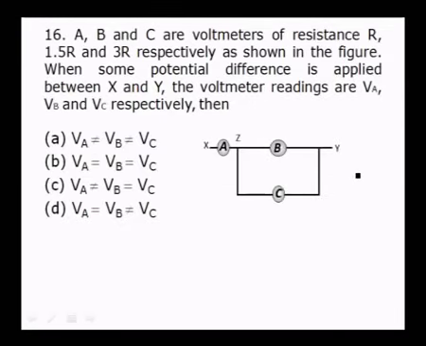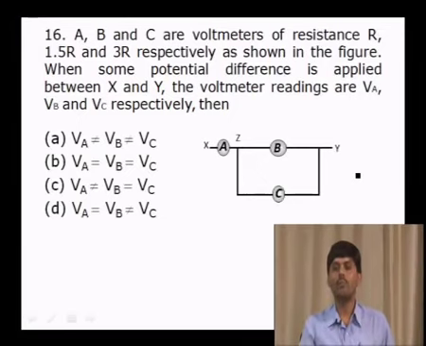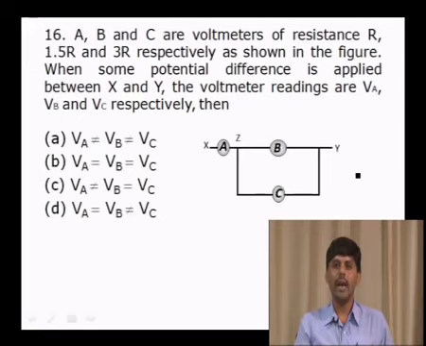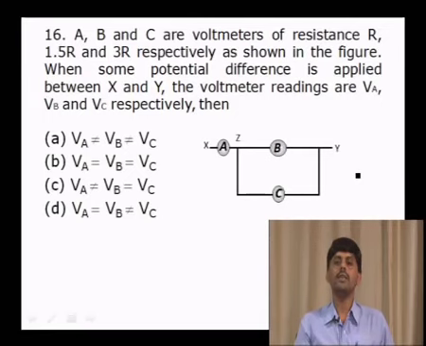Question number 16. A, B, C are the voltmeters of resistance R, 1.5 R and 3 R respectively, as shown in the figure. When some potential difference is applied between X and Y, the voltmeter readings are VA, VB and VC respectively. Then option A, VA not equal to VB not equal to VC. Option B, VA is equal to VB is equal to VC. Option C, VA not equal to VB is equal to VC. Option D, VA is equal to VB not equal to VC.